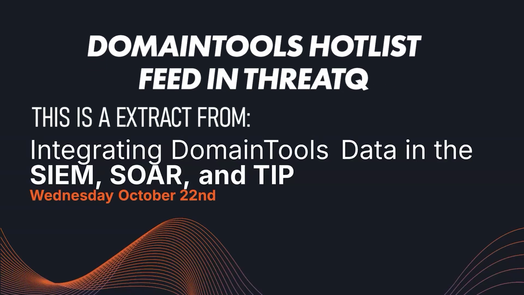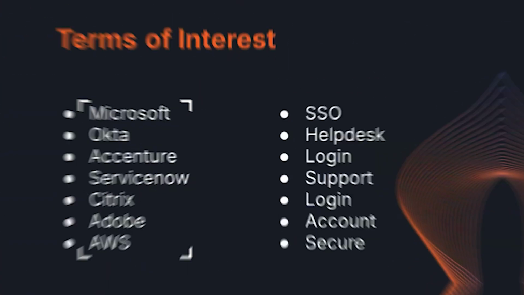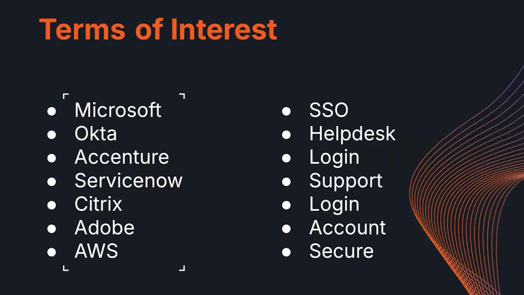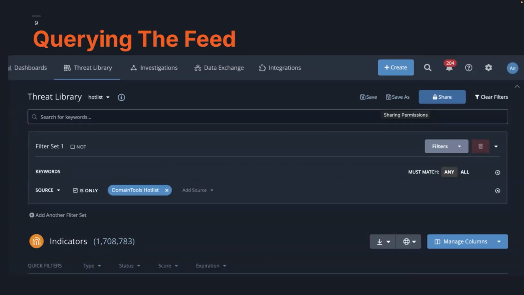For this specific use case, we're going to focus on the terms on the left, looking at more of the brand names and the targeting that can come with that. So starting off, I'm in our ThreatQ integration, and I'm looking at the DomainTools Hotlist feed, which gives you a list of high-risk domains that you could be monitoring for.